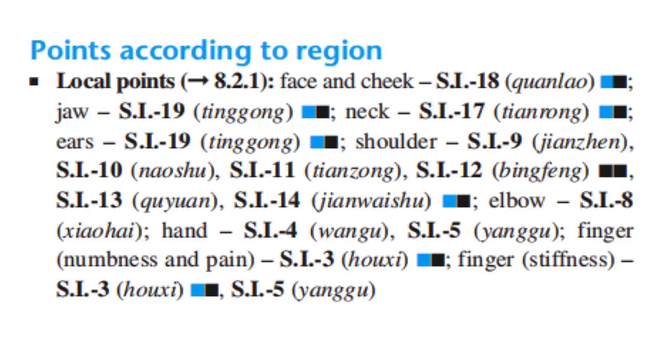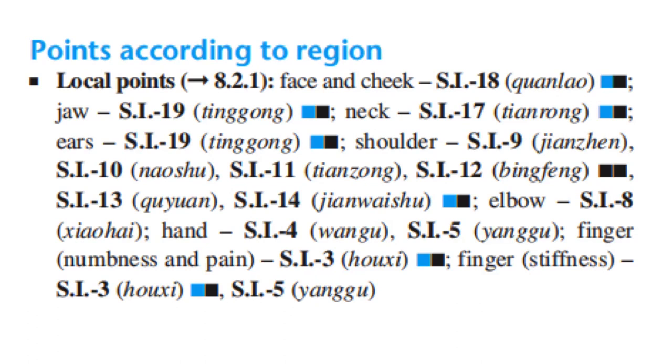So now we go to the points according to region. Local points, face and cheek, SI18. For the jaw, SI19. Local point for the neck, SI17. For the ears, SI19. Shoulder, SI9, SI10, SI11, SI12, SI13, SI14. Local point for the elbow, SI8.